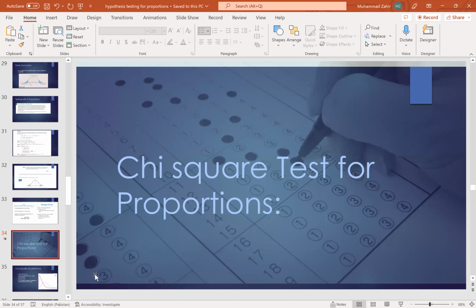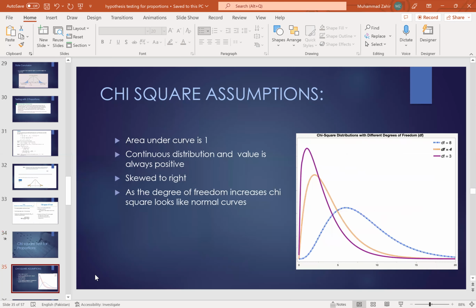Talking about the chi-square test for proportions. Chi-square assumptions: the area under the curve is 1, it is a continuous distribution, and the value is always positive. It is skewed to the right, and as the degrees of freedom increase, the chi-square looks like a normal curve. As you can see, if we have degrees of freedom 8, it looks like this, and if it is 4, it is this, and as the degrees of freedom increase further, it moves towards a normal curve.